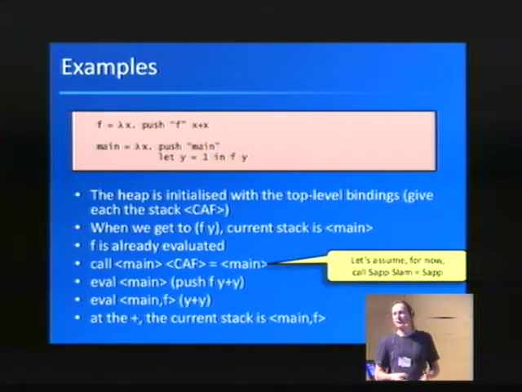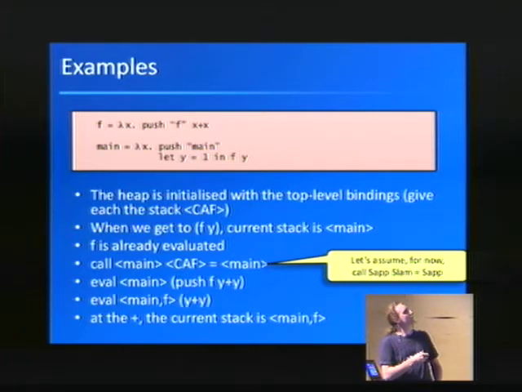So the heap is initialized. We have to initialize our heap with all these bindings. So we'll just pick a stack. We pick a stack randomly, and the one we pick is called caf, for constant applicative form. Now, when we get to this expression here, the current stack is main, so we push main on top of the empty stack. And when we make the function call, f is bound to a lambda expression, so that's already evaluated.